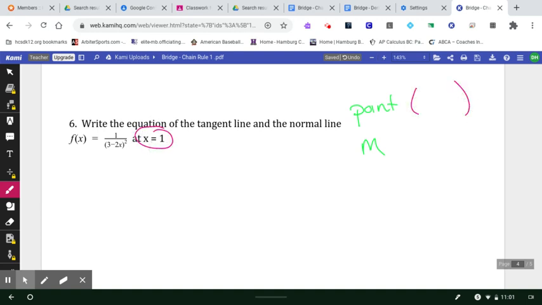They always give you something, so here x equals 1. So we can go ahead and find the y value just by plugging in the 1. 2 times 1 is 2. 3 minus 2 is 1. 1 squared is 1, so I think we get 1.